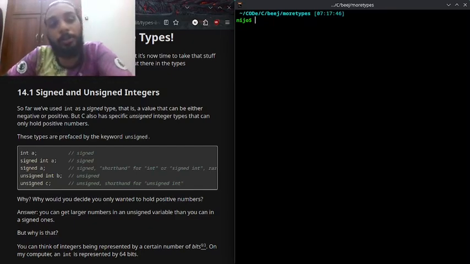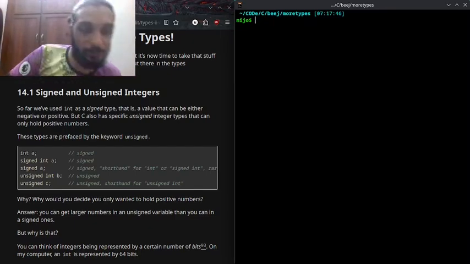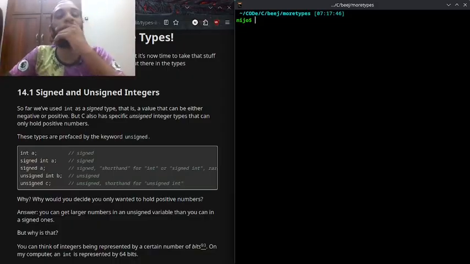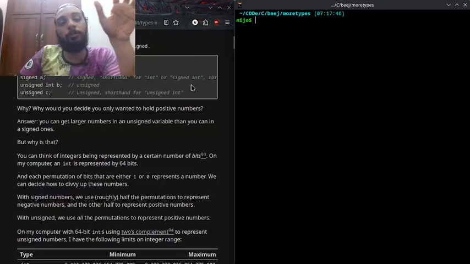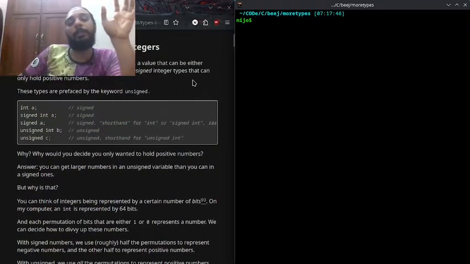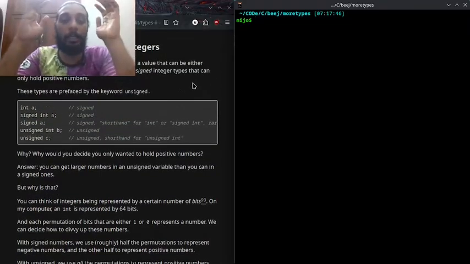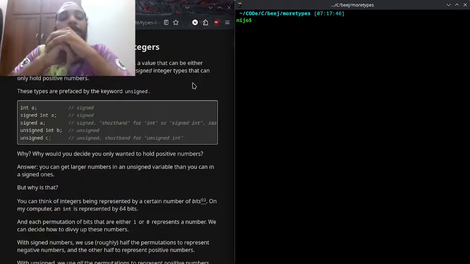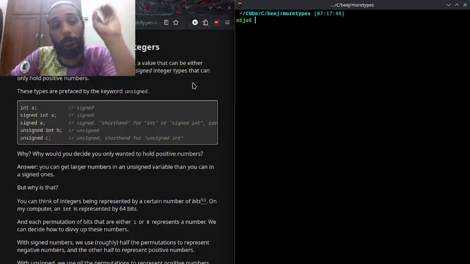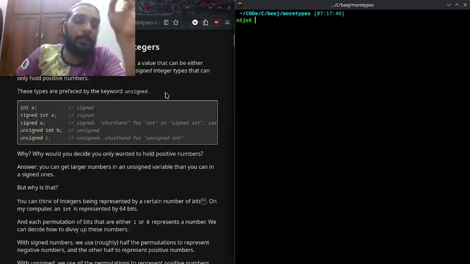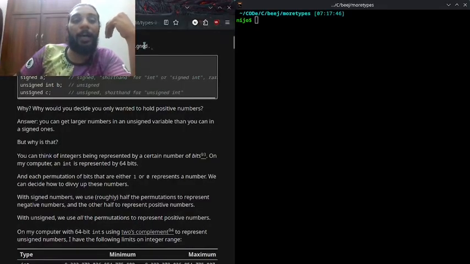We are used to character, int and float types, but now it's time to take that stuff to the next level and see what else we have out there in the types department. Signed and unsigned integers. So far you used int as a signed type, that is a value that can be either negative or positive. But C also has specific unsigned integer types that can only hold positive numbers. These types are prefaced by the keyword unsigned.